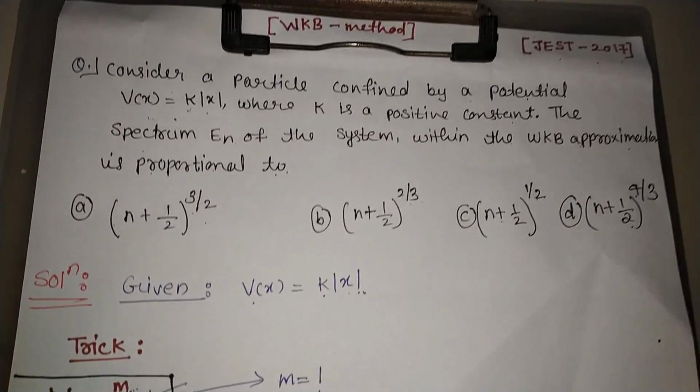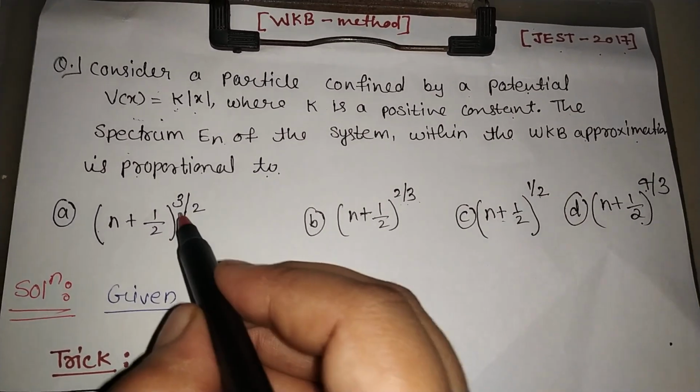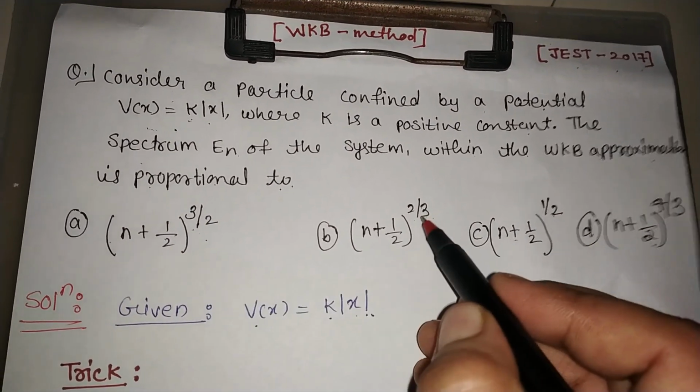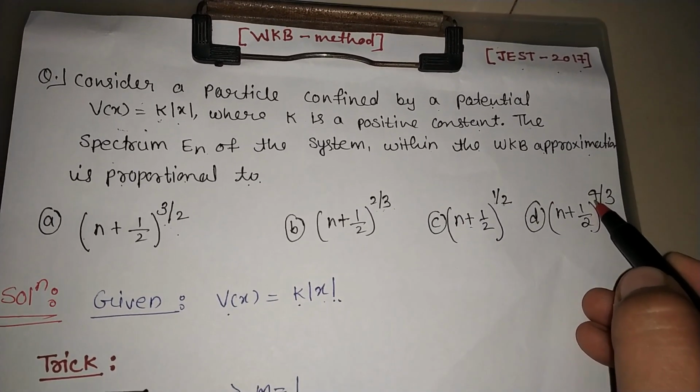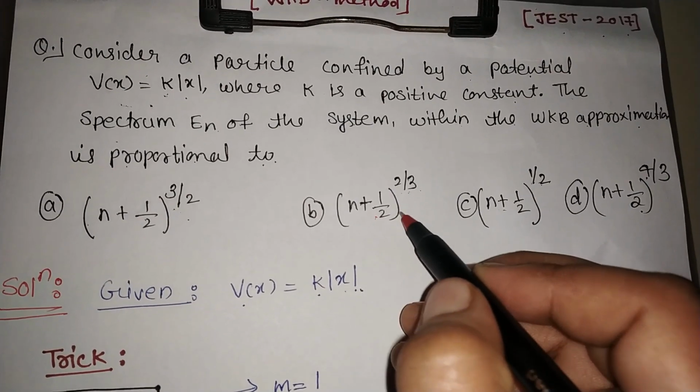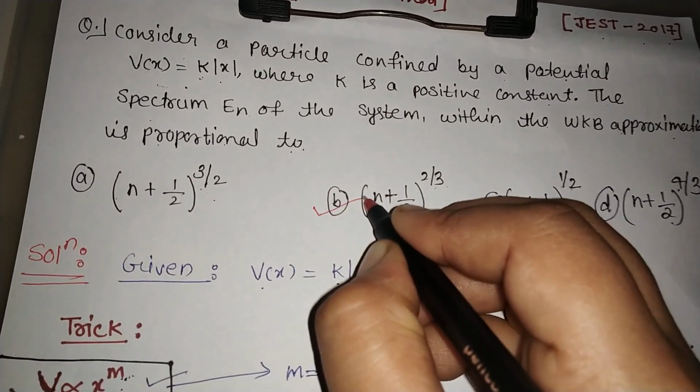According to this, we have got this answer. If you see the options, in the first we have power 3 by 2, in the second 2 by 3, in the third 1 by 3, and in the fourth 4 by 3. So obviously the second will be the correct answer.